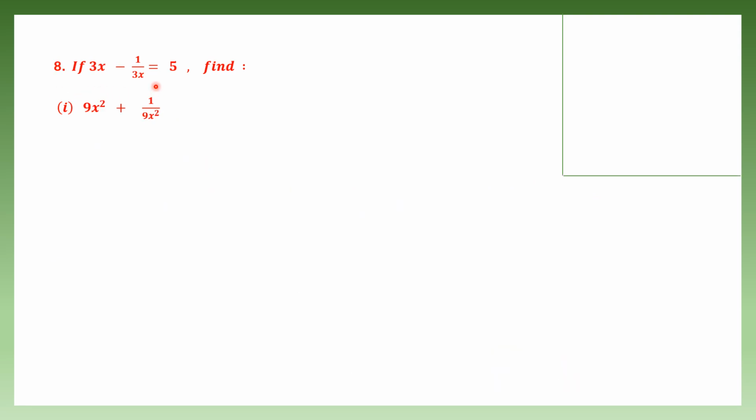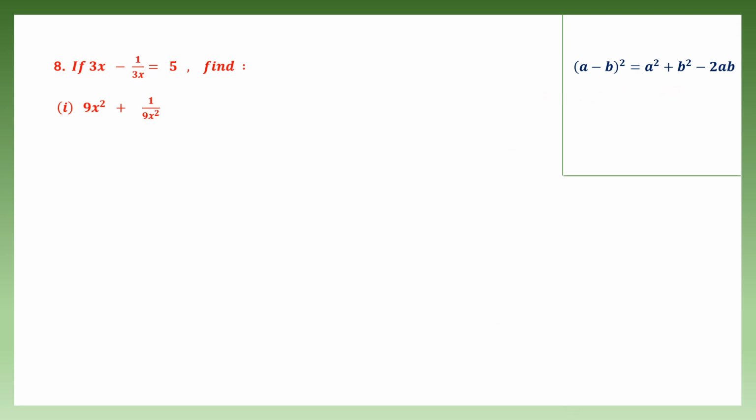Question 8. If 3x minus 1 by 3x is equal to 5, find 9x square plus 1 by 9x square. So if you square this, you will get 9x square, isn't it? So we'll use the formula for this, that is a minus b the whole square. So here we're going to write a minus b the whole square and use this formula, and you'll get a square plus b square. Remember, whether this is minus or not, this will always be plus. The minus comes only with 2ab.